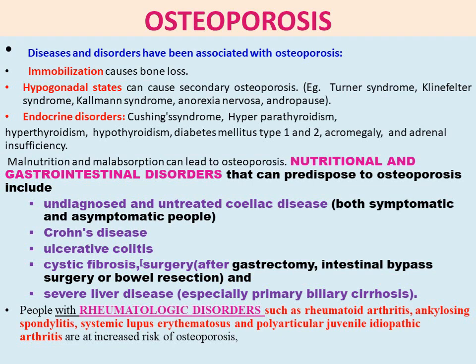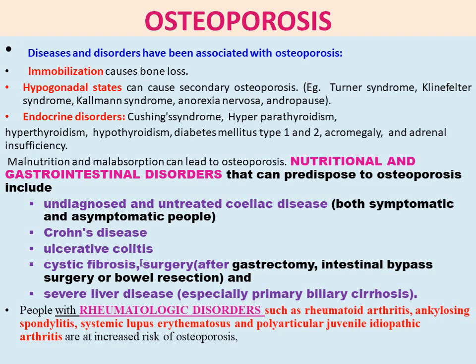Then endocrine disorders like Cushing's syndrome, hyperparathyroidism, hypothyroidism, diabetes mellitus type 1 and type 2, acromegaly, and adrenal insufficiency. So these are all endocrine disorders which cause osteoporosis. Malnutrition and malabsorption can lead to osteoporosis. Nutritional and gastrointestinal disorders: so the names of the gastrointestinal disorders in which osteoporosis occurs.